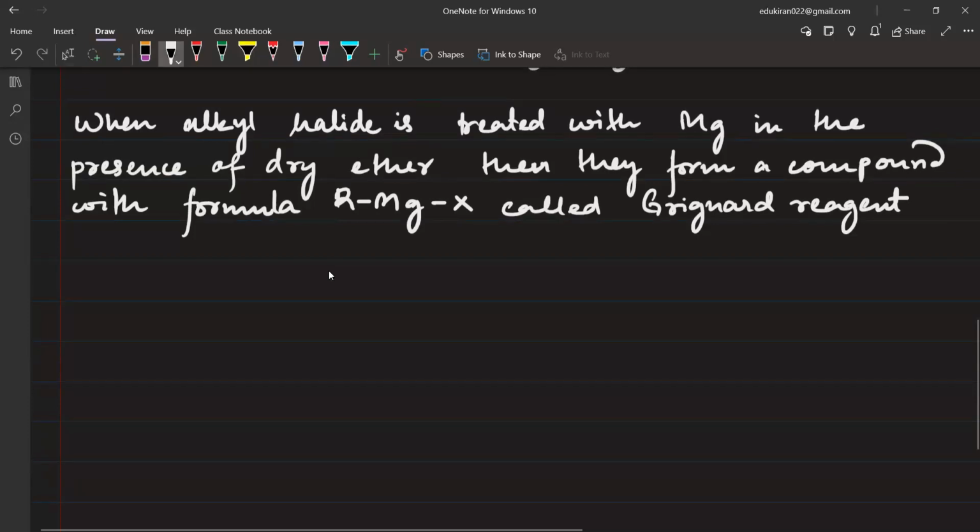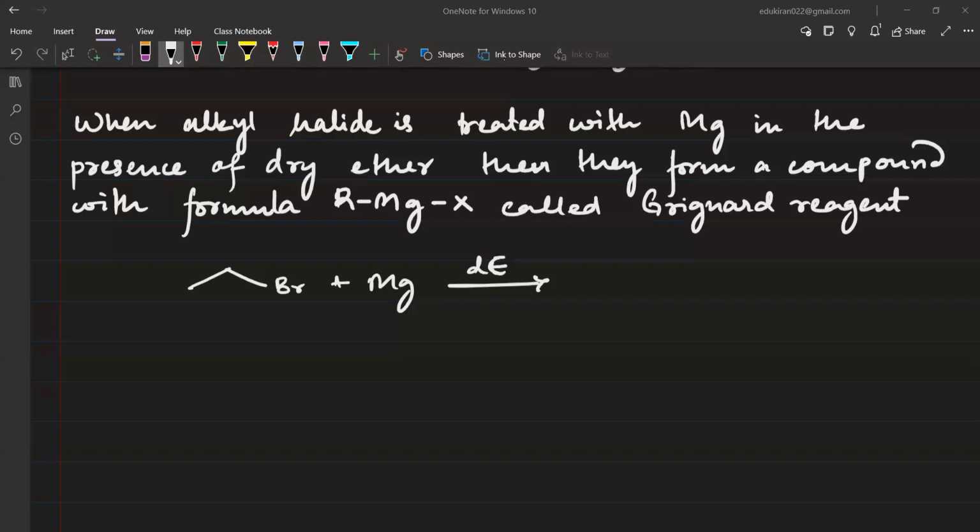You write here some examples. For example, if you have ethyl bromide and you react this with magnesium in the presence of DE. What is DE? DE is a short form that I write. You are not going to write that. You will write dry ether only, because you have to give exam and the board people, CBSE, they don't know what is DE. So DE is dry ether. In the presence of dry ether, Mg will do an insertion reaction and you will get MgBr.